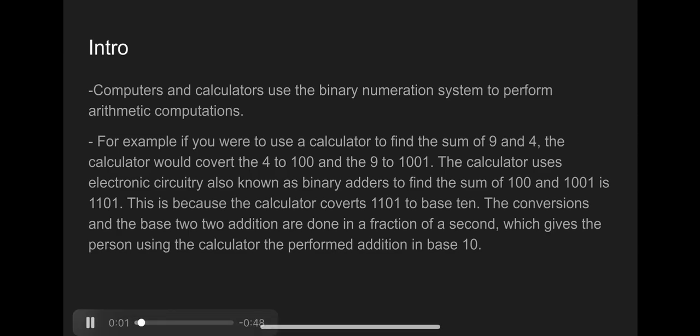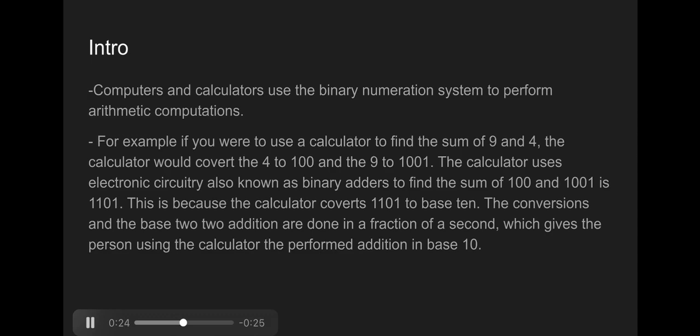So basically, adding and subtracting bases is pretty simple. For starters, computers and calculators use the binary enumeration system to perform arithmetic computations and numbers. So for example, if you were to use a calculator to find the sum of 9 and 4, the calculator would convert the 4 to 100 and the 9 to 1001.